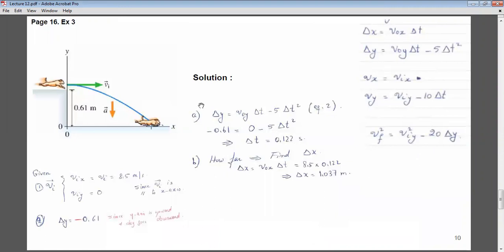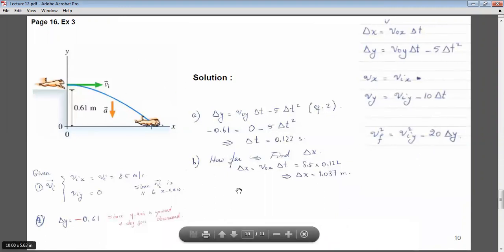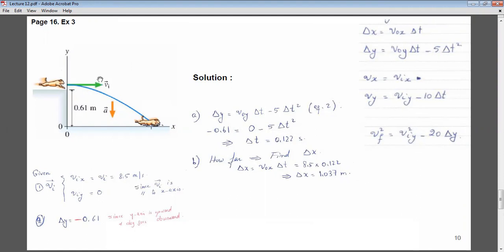Let's start by an easy exercise to see how we apply these equations. This is page number 16, number 3. In the sport of dock jumping, dogs run at full speed off the end of a dock that sits a few feet above a pool of water. The winning dog is the one that lands farthest from the end of the dock.